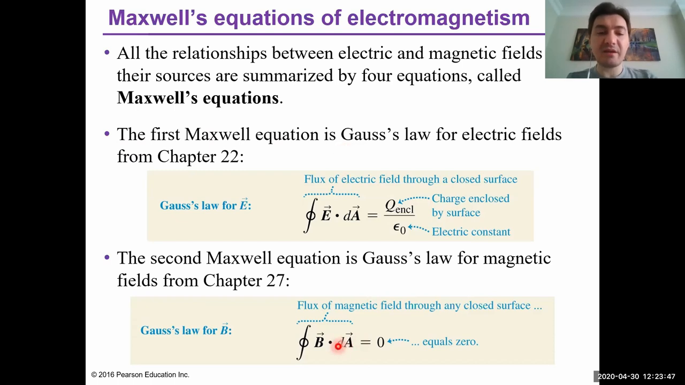And then if you choose a closed surface, then the surface integral of B is equal to zero. We have explained this one, that there is no magnetic monopole in nature. Okay, so then this is zero. This is the Gauss law for magnetic fields. So we have seen this one already in chapter 27. We have seen this one in chapter 22.